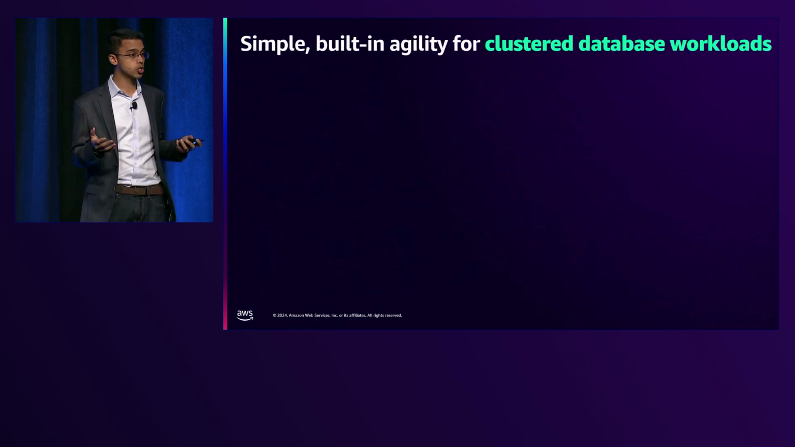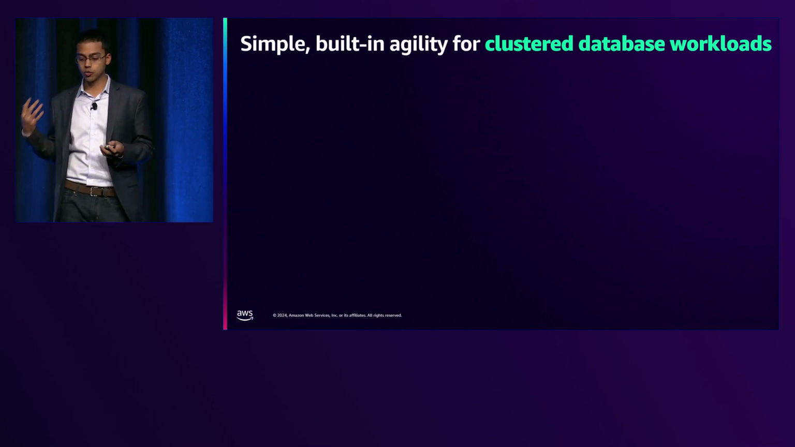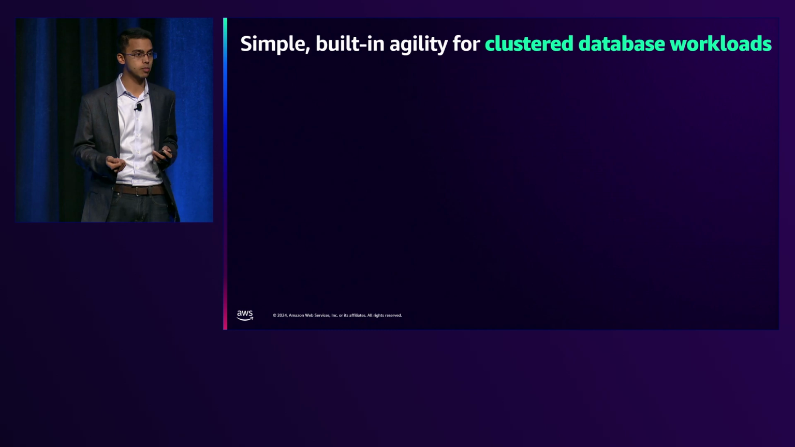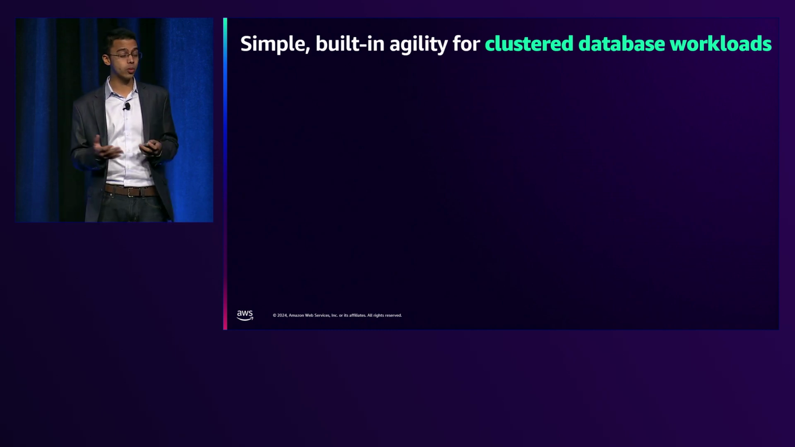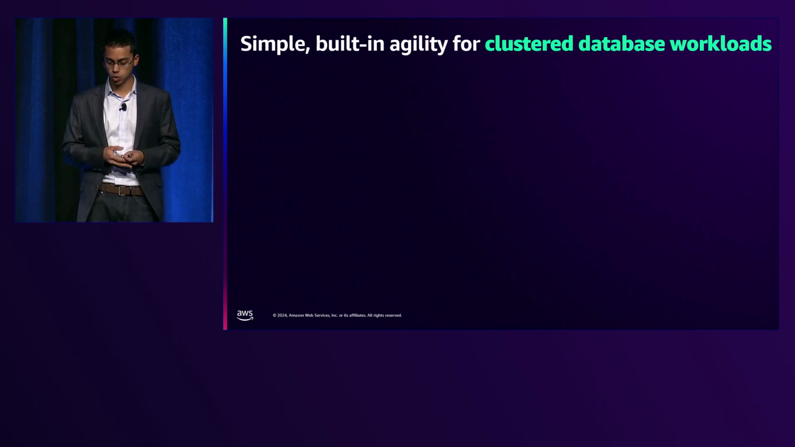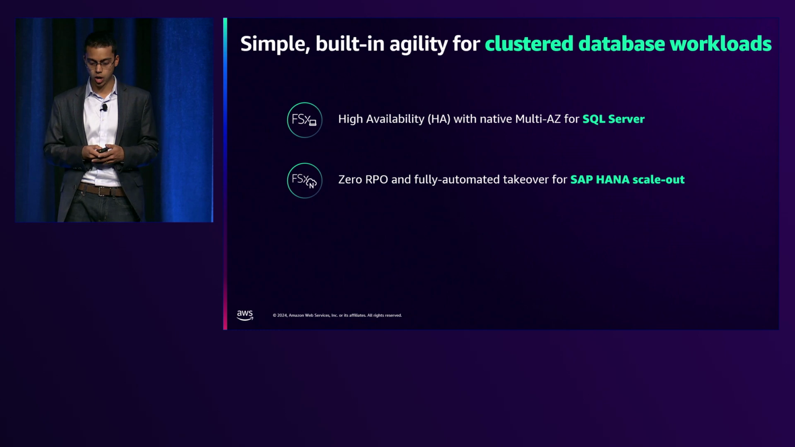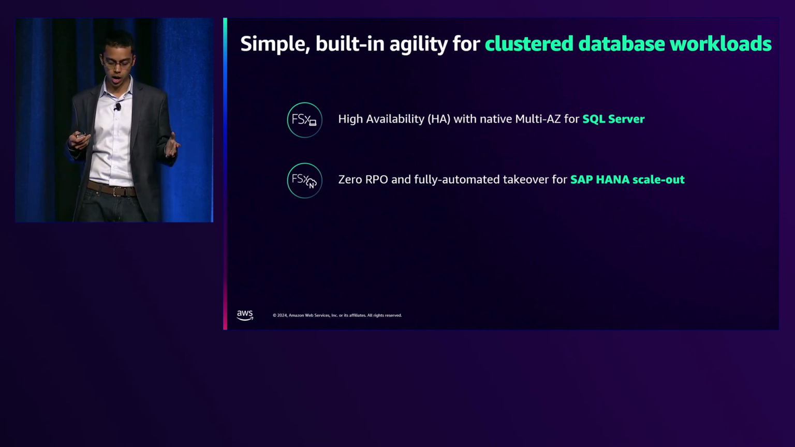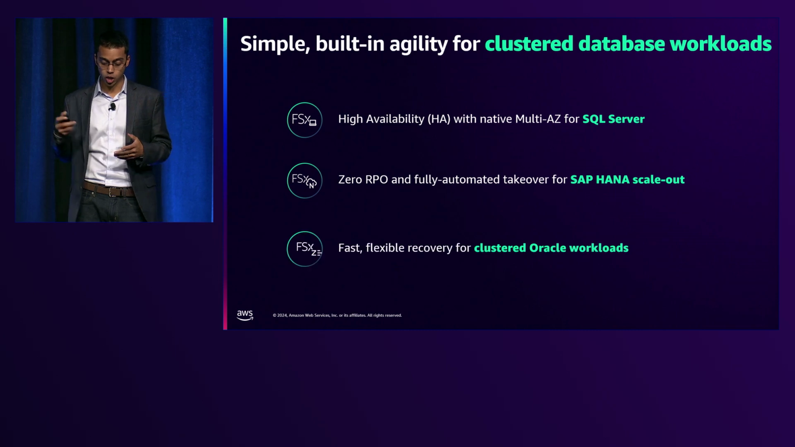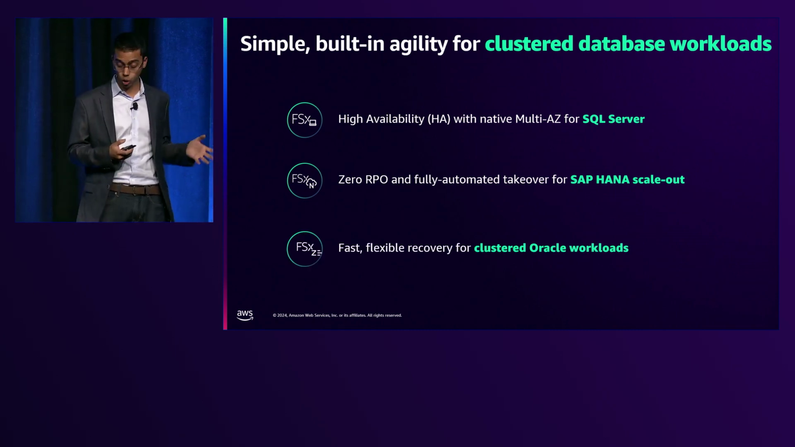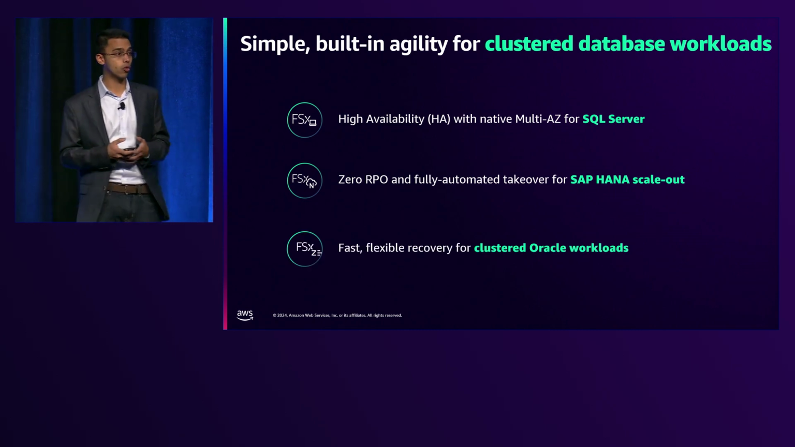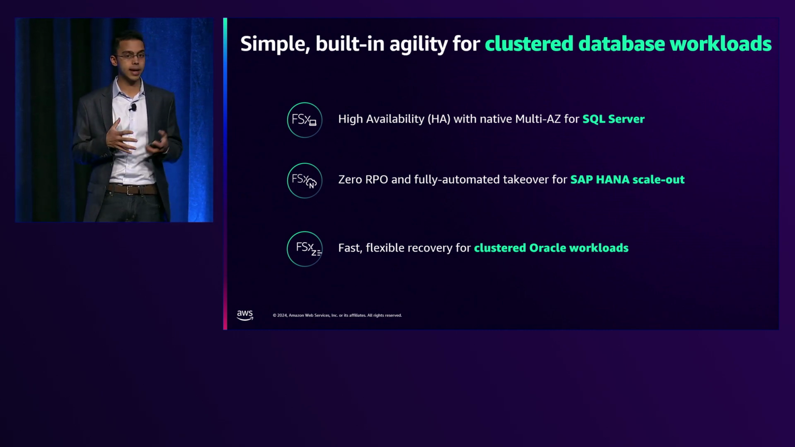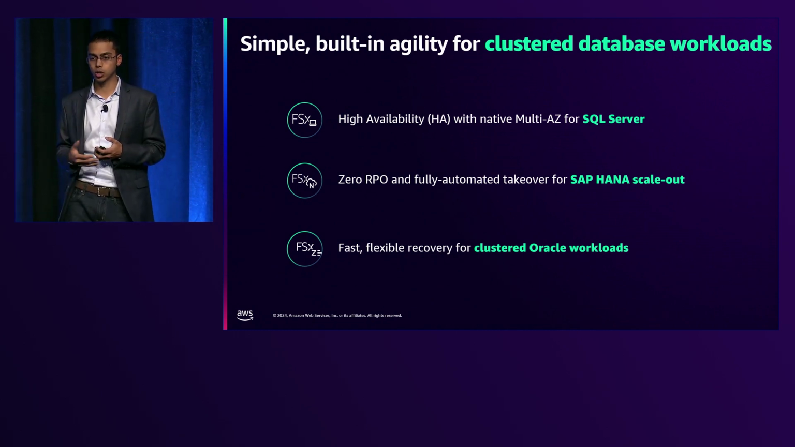Beyond just service integrations, FSx provides a lot of capabilities that provide agility for specific workload types. One example that David mentioned is clustered database workloads. So across things like SQL Server, SAP HANA Scale-Out, and clustered Oracle workloads like Oracle RAC, FSx provides capabilities that help deliver agility for these workloads.